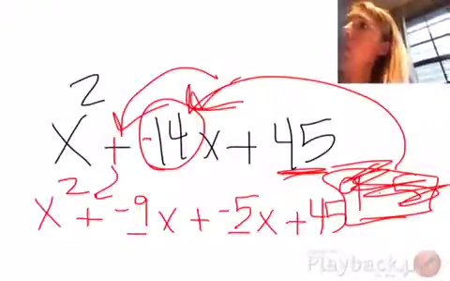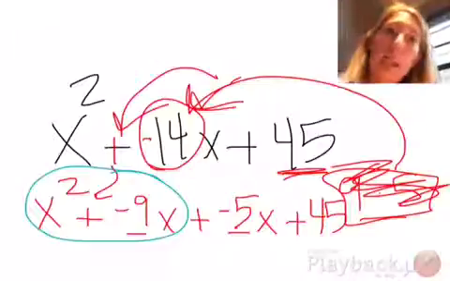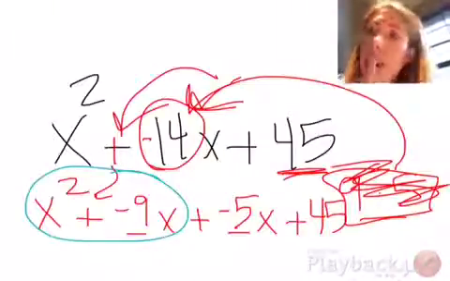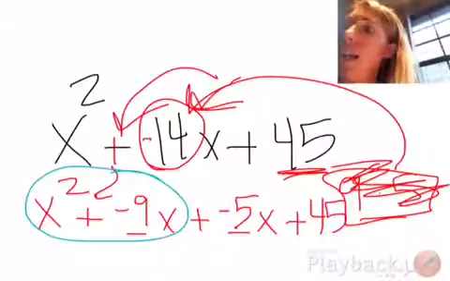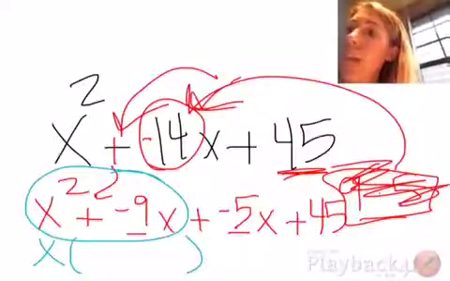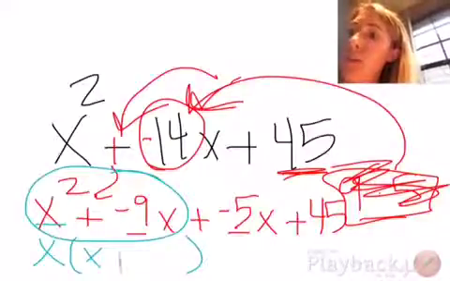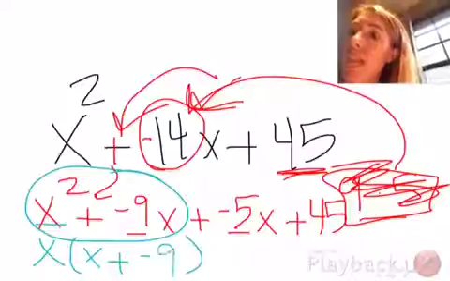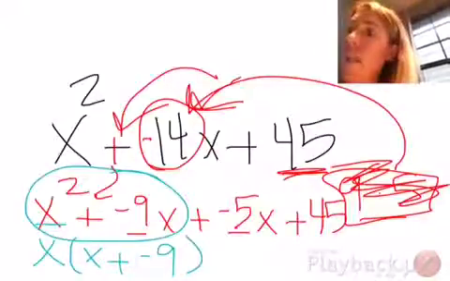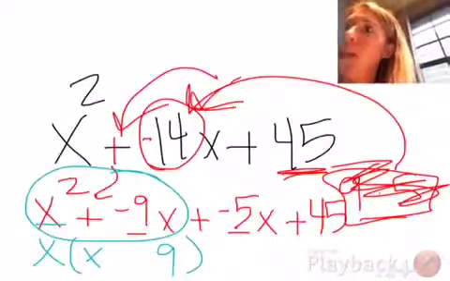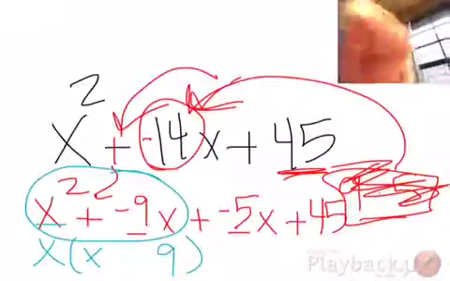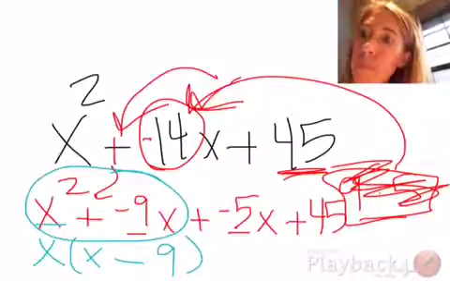So I'm going to look at my first two terms, and I'm going to take out what is common, the greatest common factor. In this case, what do you think it is? It is x. And what do I have left over? I have x plus a negative 9. And in this case, again, like I said earlier, I'm just going to go ahead and put a plus negative is the same thing as minus.